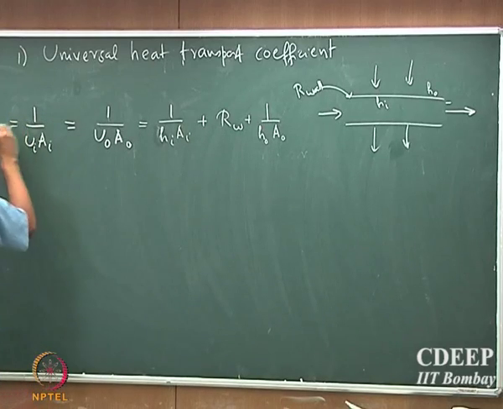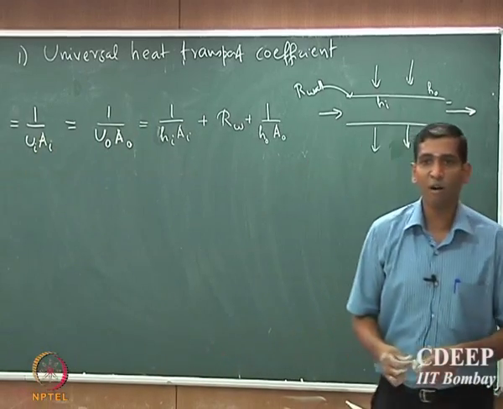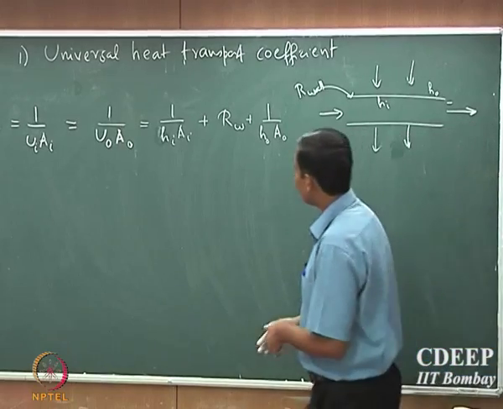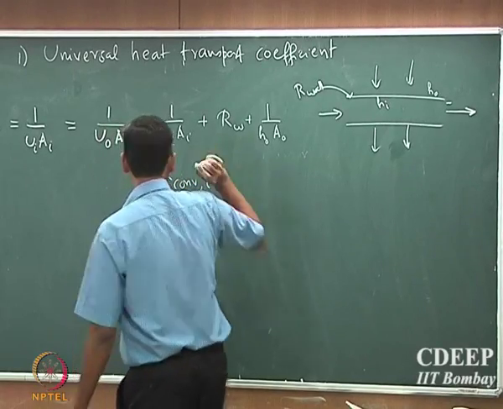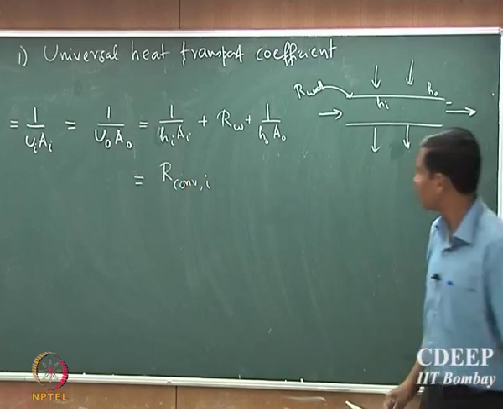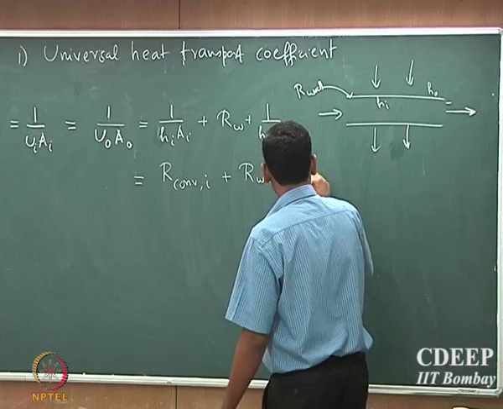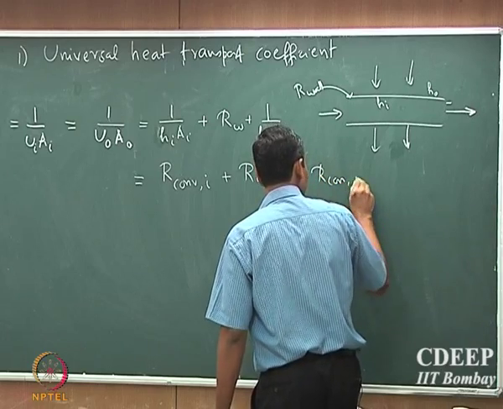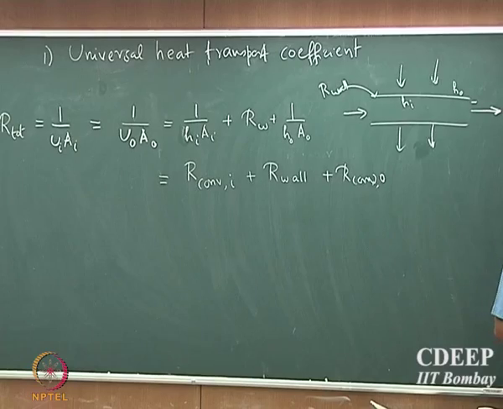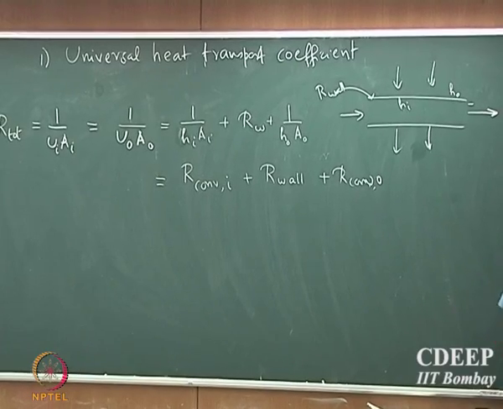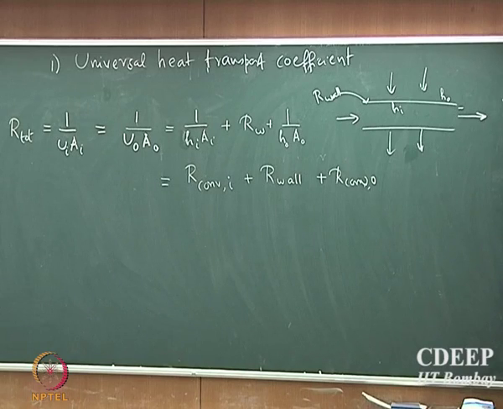So, 1 by UIAI is something like a total resistance. What is the total resistance offered for heat transport? That should be equal to the resistance offered for convection driven transport inside the tube, plus the resistance offered by the wall for heat transport, plus the resistance offered by convection outside the tube. So, that tells you the effective resistance for heat transport from the inside to the outside or vice versa, depending upon where the hot fluid is flowing.